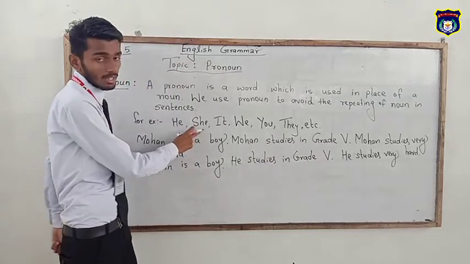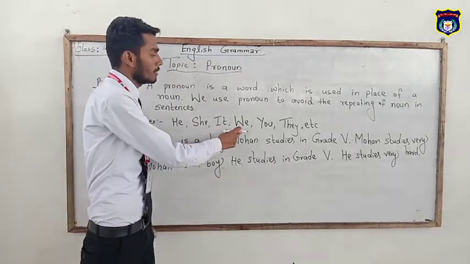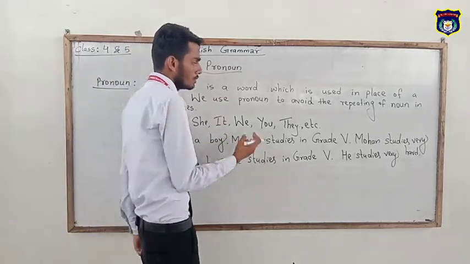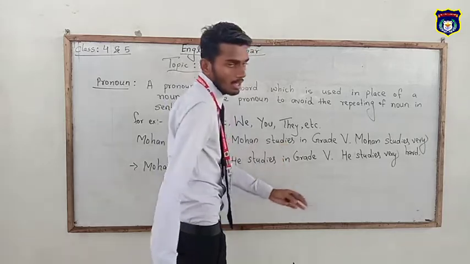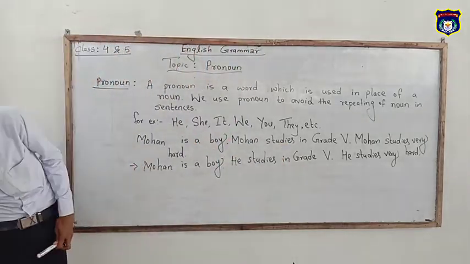Just like she, we use for a girl or woman. It, we use for non-living things or place names. I is used singly for myself, and they is used for a plural subject.